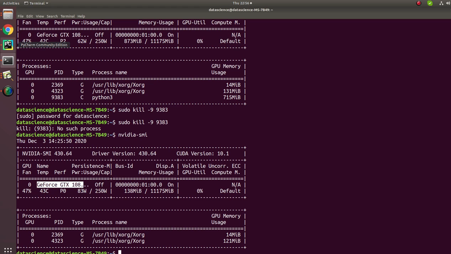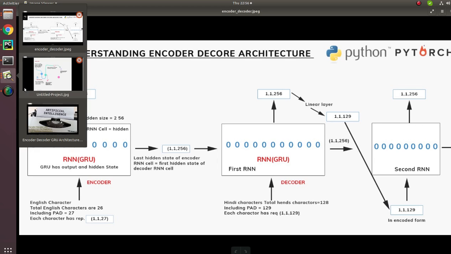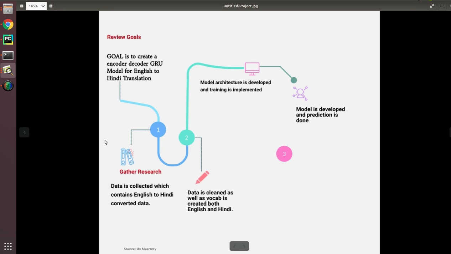Again, before going ahead, let me revise the things. The roadmap is, first of all, the data was gathered. Then the research was done, data cleaning was done, the model architecture was developed, and hyperparameters were tuned. Then I pass the batches and the batch size in the data. So it is definite. It is not a batch gradient. It is a mini-batch gradient because I have used a batch size of 64. If I use a batch of 1, it is not a mini-batch gradient.